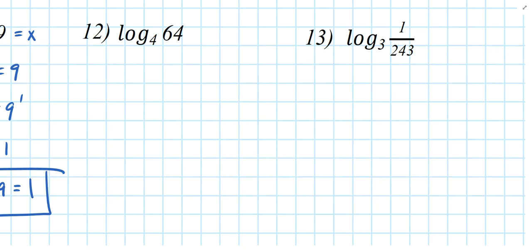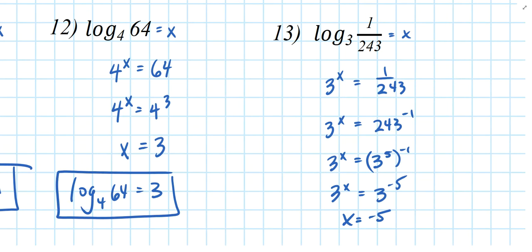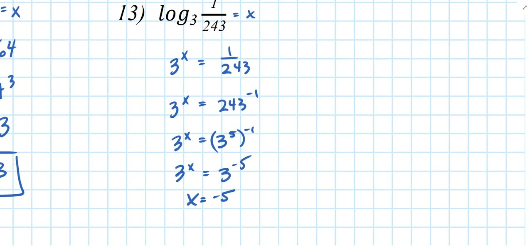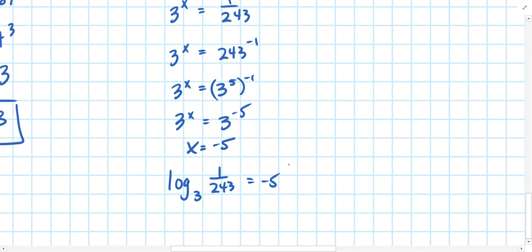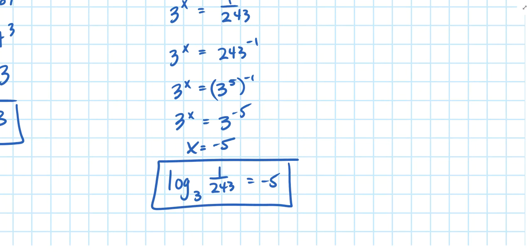Please try the last two examples on your own. Pause the video now and resume playback in a moment to check your work. The logarithm in number 12 evaluates to 3, and the logarithm in number 13 evaluates to -5. You may have noticed that 3 to the 5th power is 243, but it takes a negative exponent to create the result that is a fraction.